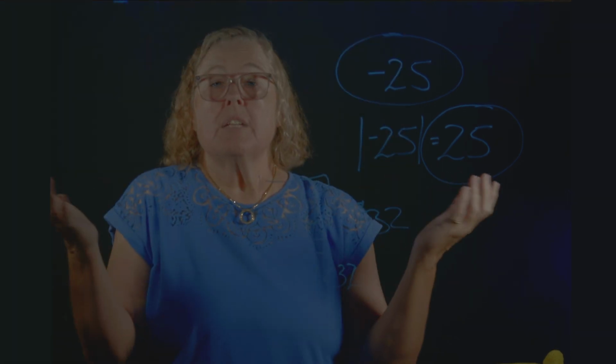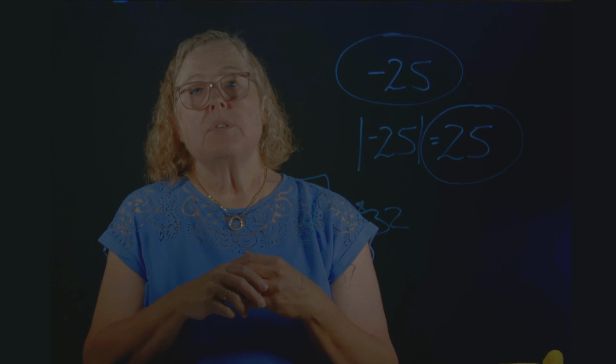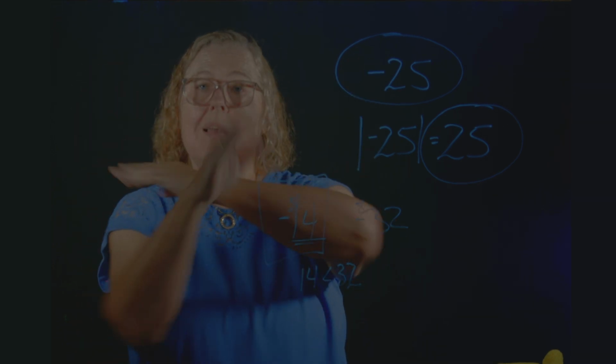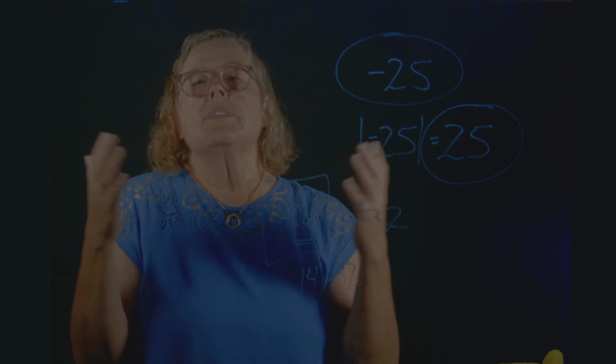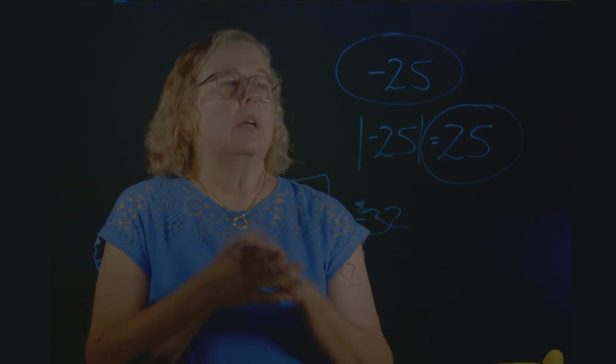All right, today we talked about absolute value and magnitude. The absolute value is a positive number because it tells us the distance from 0. It's the same as the magnitude. It's what is the value of that number? How big is that number?